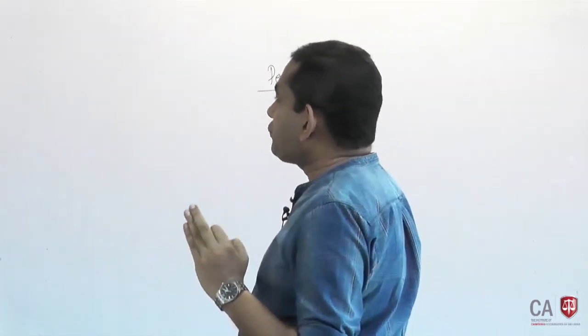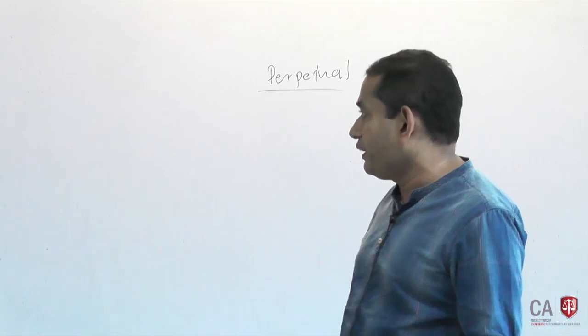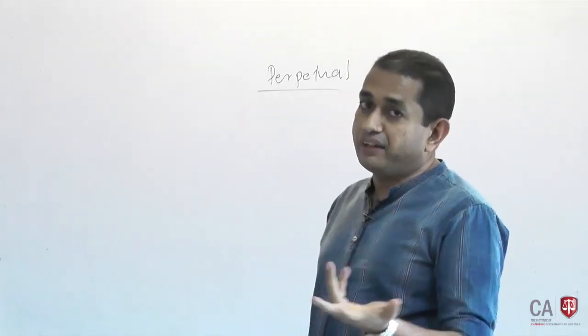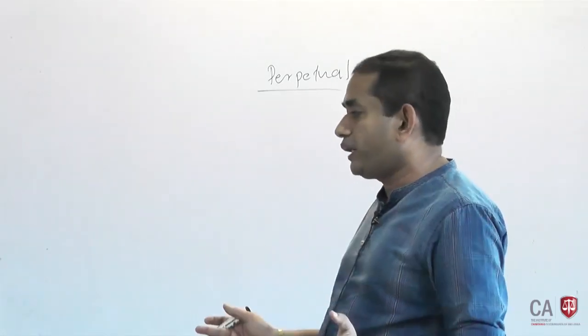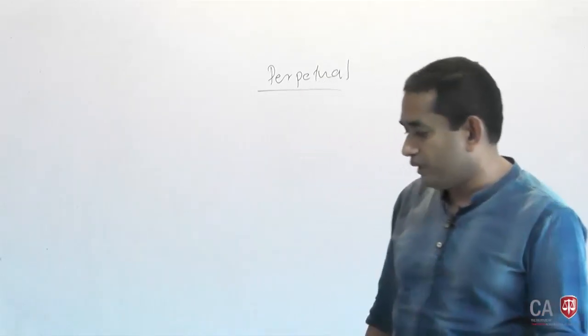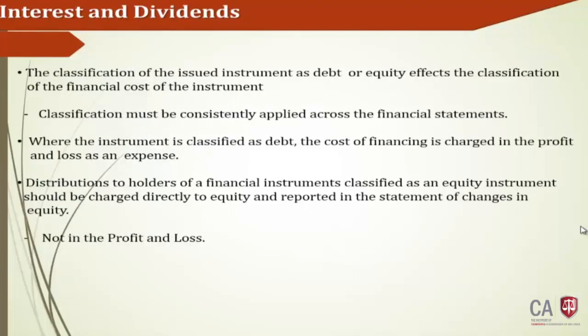Non-cumulative preferentials where the capital is redeemed at the discretion of the entity. Non-cumulative preferentials, dividends have equity characteristics. Capital is paid at the discretion of the entity. Capital payment also has equity characteristics. That is once again an equity item, and that is how you will present. So, we can go forward, and we are coming now to a very important area.